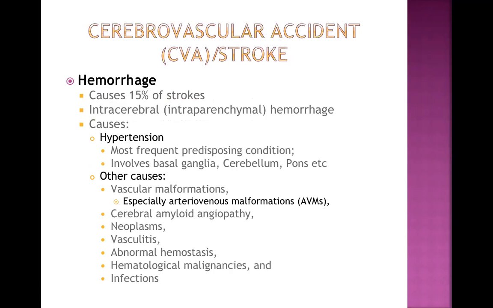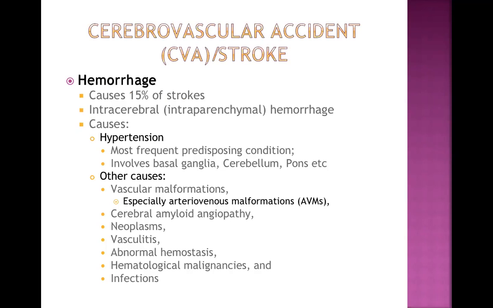Now, let's talk about what are the common causes of intracerebral hemorrhage. This intracerebral hemorrhage is not a very common type of stroke. Only 15% of the stroke cases are because of hemorrhage. And the common causes of intracerebral or intraparenchymal hemorrhage are hypertension, which is the most common one. This is called systemic hypertension or raise in blood pressure.